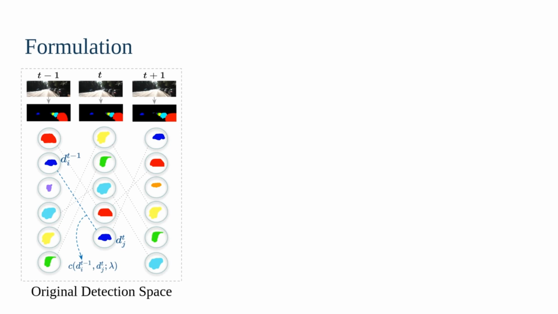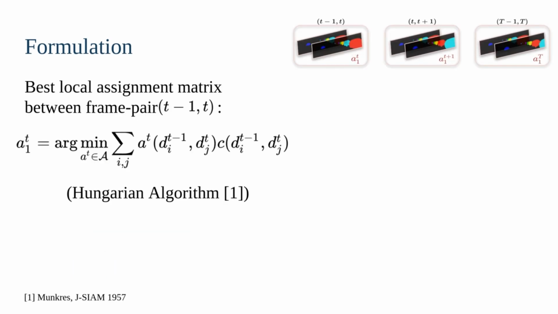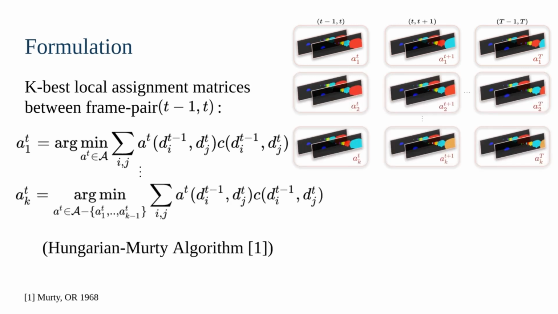We start with the original detection space. Our cost function C has trainable parameters lambda. Like prior work, we use the Hungarian algorithm to find the best set of local assignments. This is denoted by A1_T. Instead of stopping here, we obtain the second best, the third best, till the kth best assignment matrix per frame pair using the Hungarian Murty algorithm.